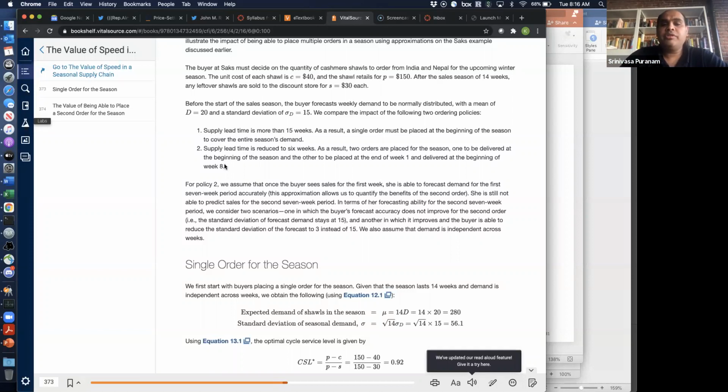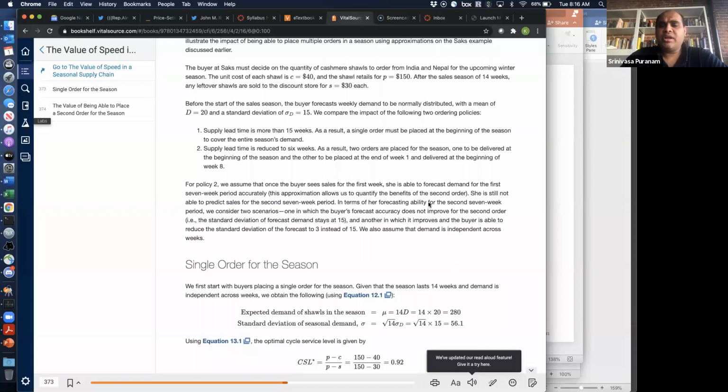Now, for policy two, even within policy two, we'll consider two different scenarios. For policy two, we assume that once the buyer sees the sales for the first week, she is able to forecast demand for the first 7 periods accurately. So once she sees what's happening for the first week, she's 100% sure exactly what the sales are going to be for the first 7 weeks. She's not able to predict sales for the second 7 week period, but she's able to predict it for the first 7 week period.